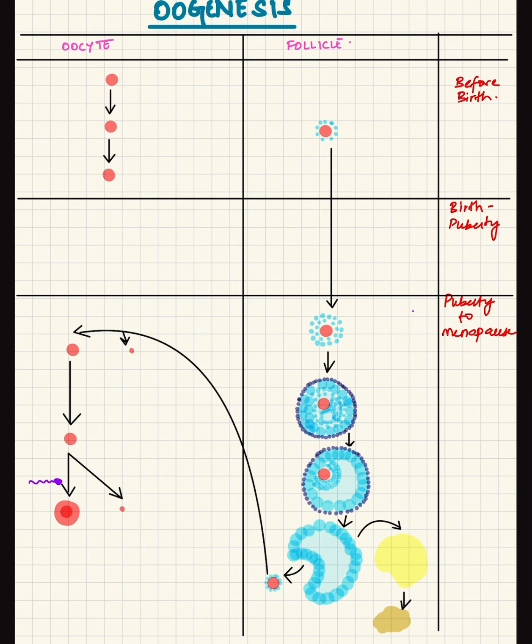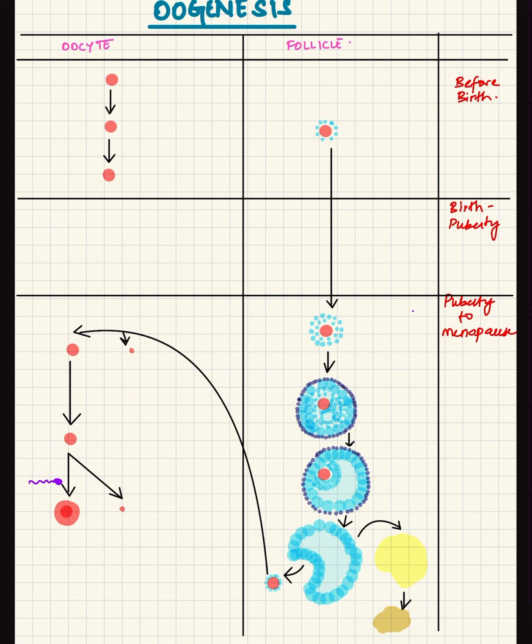Hello everybody. I thought I would make a very short and crisp video about oogenesis as it is highly volatile. So we'll divide it into what happens to the oocyte and what happens to the follicle separately. There'll be three phases that we'll be discussing: before birth, birth to puberty, and puberty to menopause. Okay. So first we'll see what happens to the oocyte.